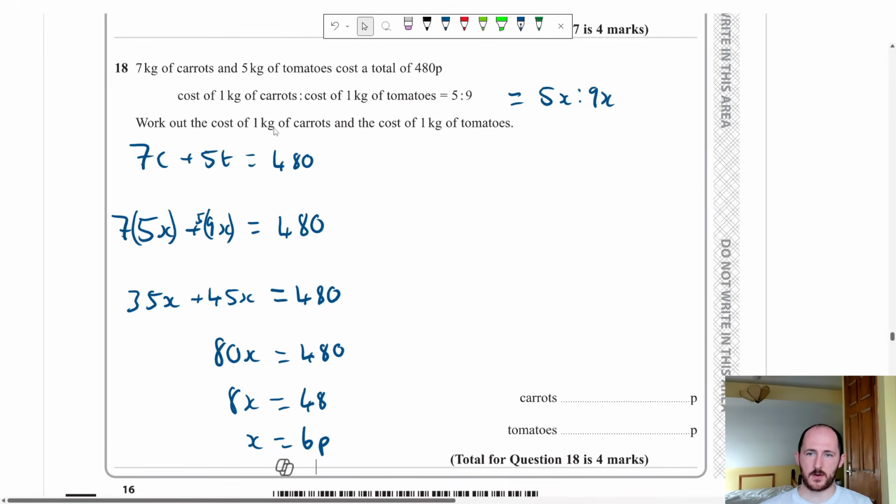So if I want to work out the cost of 1 kilogram of carrots, well, 1 kilogram of carrots is 5x. So 5 times 6 is 30p for a kilogram of carrots. 9 times 6 is 54p for a kilogram of tomatoes.